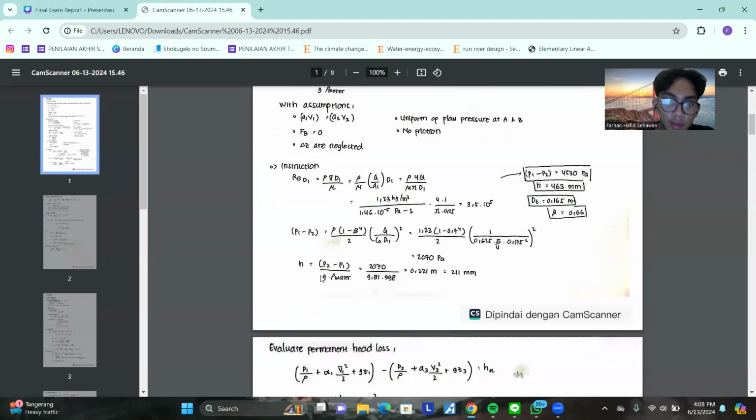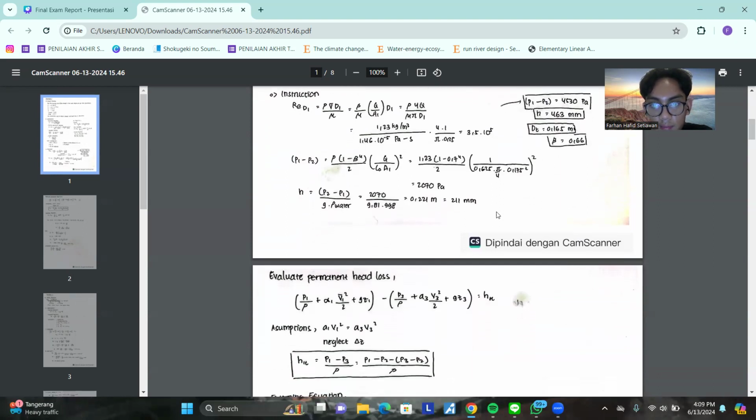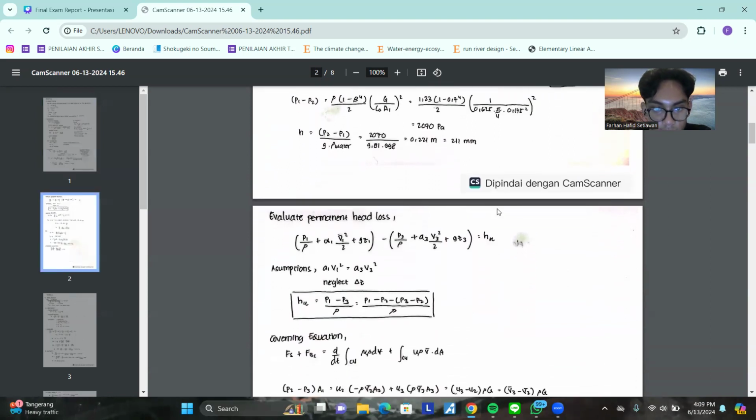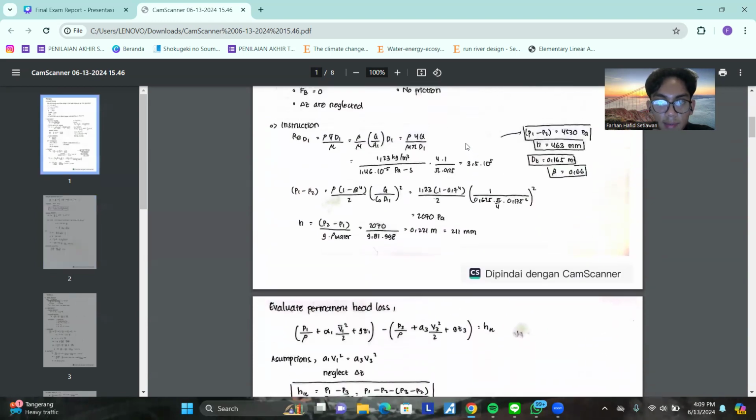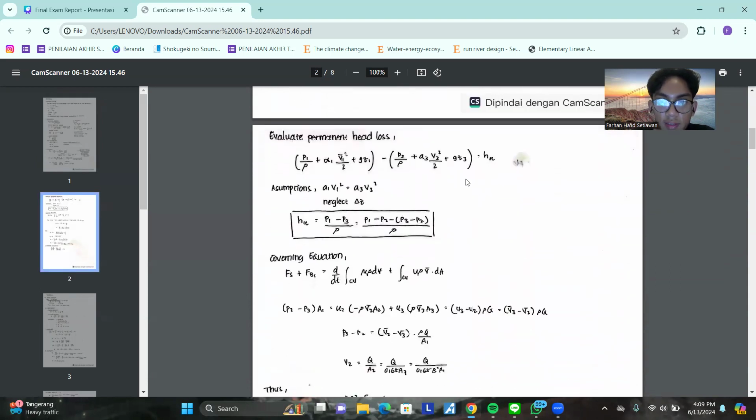The corresponding height of the water column is, mathematically, H equals (P1 minus P2) per g times rho water. We get an answer of about 211 millimeters. After we get H, with the pressure difference and Reynolds number, we can evaluate the permanent head loss by these equations, with the assumption of A1 V1 squared equals A3 V3 squared, and we get delta Z.